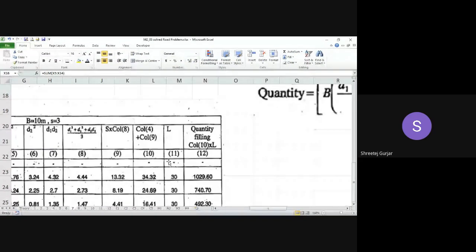Then D1 squared plus D2 squared plus D1 D2 by 3. You can do this separately, or you can directly do this as a single equation and write it down. I have done it in a single form. They have calculated separately and then formed this. So S into column number 8. Column number 8 is this, into S. And column number 4 plus column number 9, and then L into column number 10 will give you quantities.